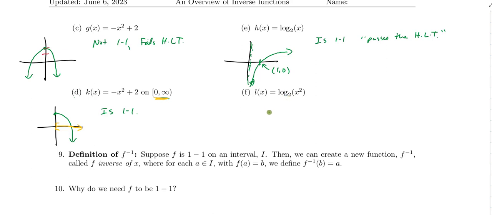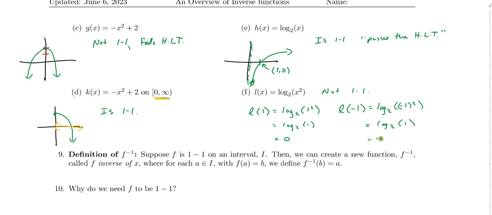Okay. Now, I could show you the graph of this function, and maybe we will here in just a second, but there's an easy way to see that this function is not one-to-one. Let's just check that. If I were to take L of 1, that would be the log base 2 of 1 squared, which is the same thing as the log base 2 of 1, which is equal to 0. Log of 1 for any base is 0. If I were to take L of negative 1, that would be the log base 2 of negative 1 squared, which is equal to the log base 2 of 1, which is also equal to 0.